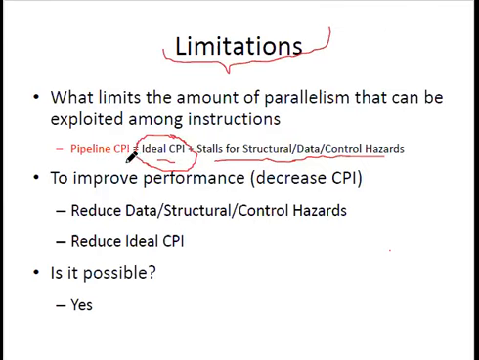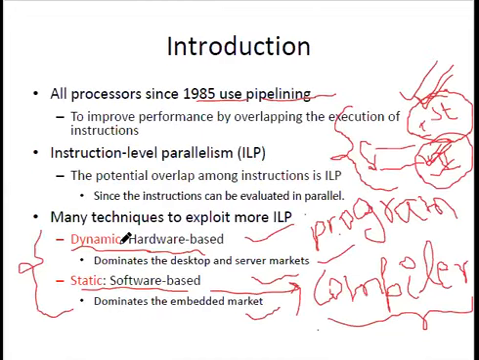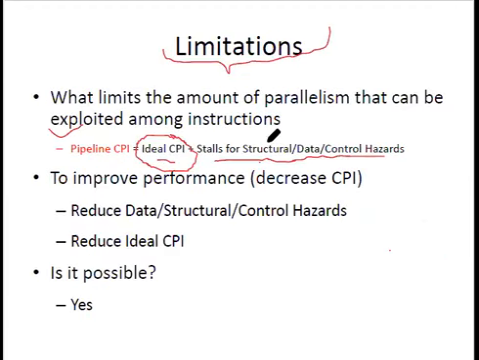The pipeline CPI will be the ideal CPI plus any stalls that have to be taken care of by the techniques which we mentioned previously. There are two techniques, dynamic and static. The stalls, whether structural, data, or control, are the three types of hazards we will see through stalls. So stalls handled by various techniques plus the ideal CPI will give you the CPI of the pipeline.